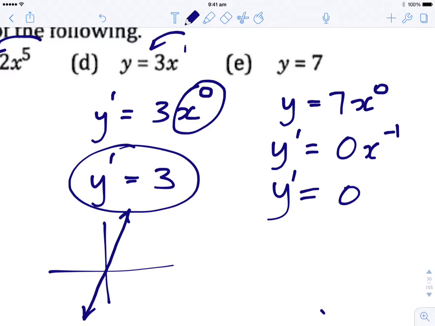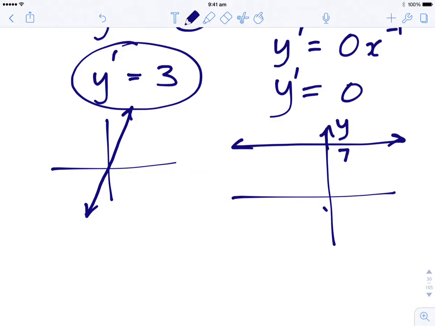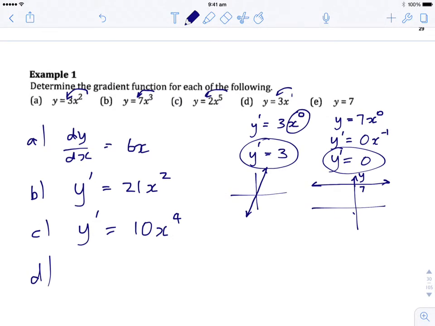And again, let's think of this in terms of a graph. y is equal to 7 is a horizontal line passing through y is equal to 7, and you can see at every point on that line the gradient is 0. So again, this answer makes sense, that the gradient at any point on that curve is equal to 0.